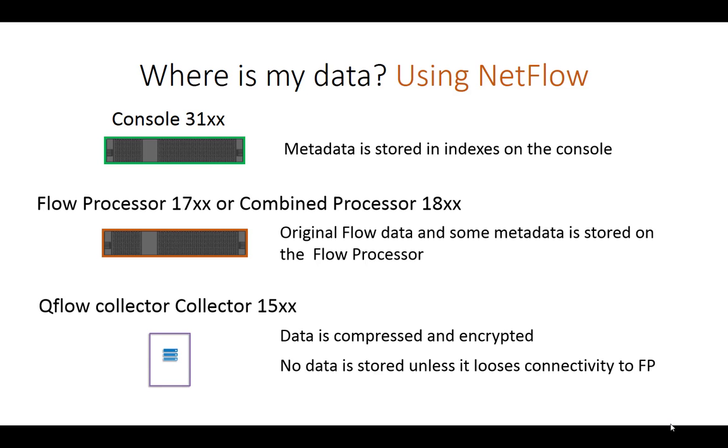And we can have a flow collector, what's called a QFlow box, with the same number scheme as the event collectors, just to be confusing. Any of this flow data is going to be compressed and encrypted and sent off to a flow processor. No original flow data is stored. So same logic: if you lose a console, you'll lose all of the indexes and all the metadata, but unless you lose the flow processor, no data is ever lost. And the same deal if we lose a flow collector: we lose the ability to collect those flows, but we don't lose any stored data.